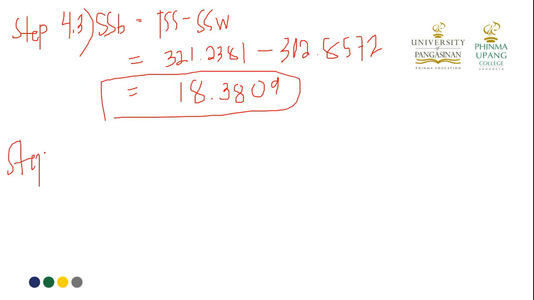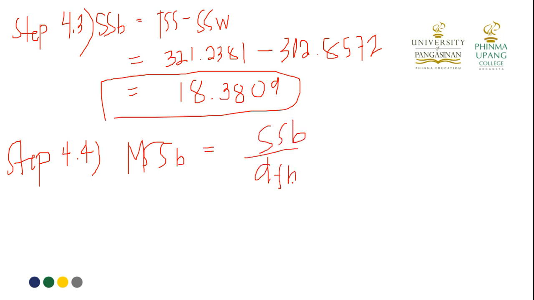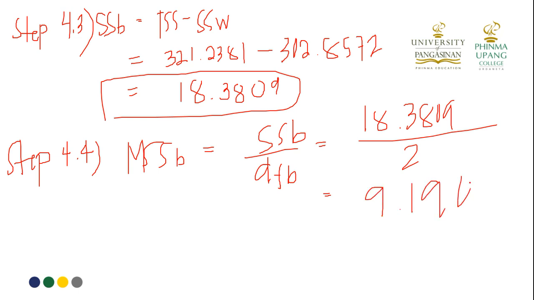Next step, step number 4. Yung 4.4 natin is the mean of the summation of B, yung SSB natin all over DFB. Nakuha na natin yung SSB, 18.3809. Ilan yung DFB? 2. So, sagot po? 9.1905.